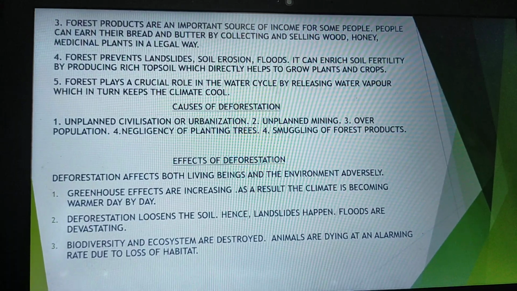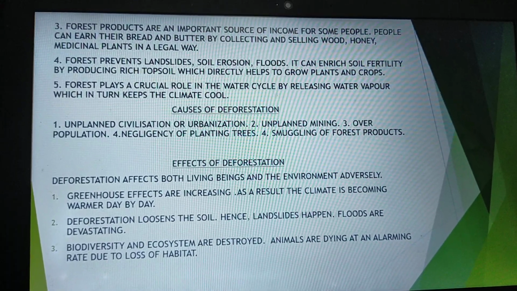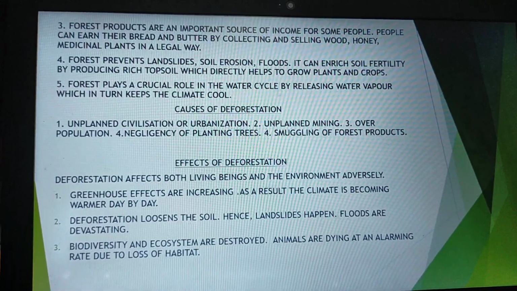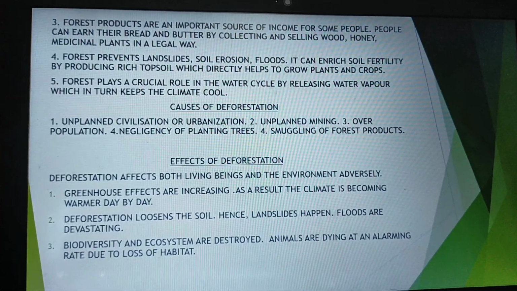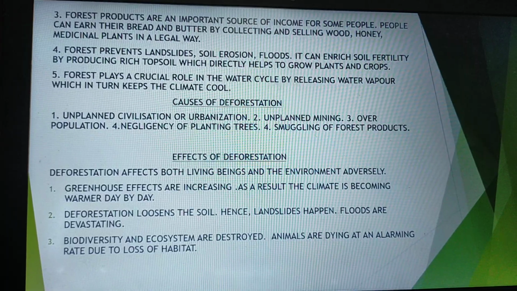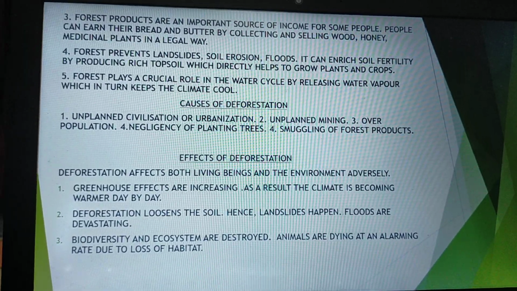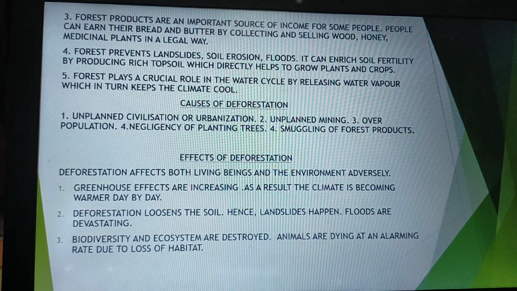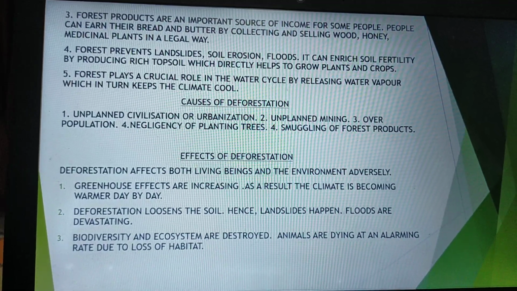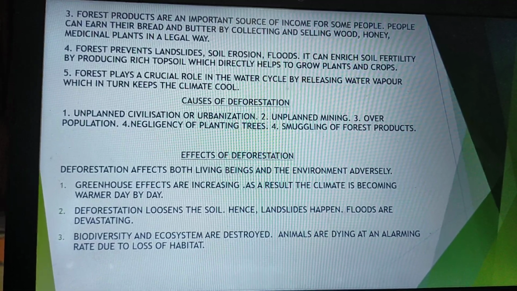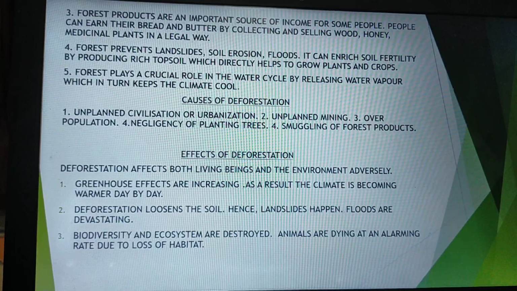Now, what are the causes of deforestation? What is deforestation? Deforestation is the cutting down of trees in an unplanned way. So, what are the causes? Number one is unplanned civilization or urbanization, then unplanned mining, overpopulation, negligence of planting trees, and smuggling of forest products.